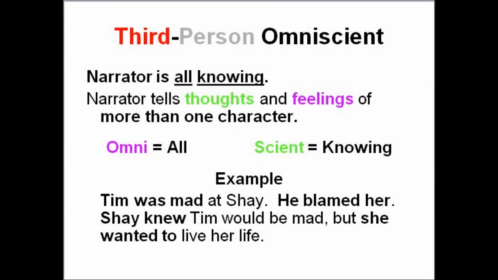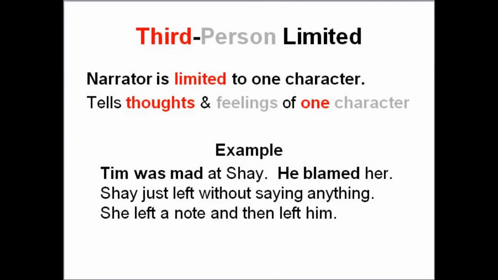So third-person omniscient, the narrator knows everything. Knows the thoughts and feelings of more than one character. So for example, "Tim was mad at Shay, he blamed her. Shay knew Tim would be mad, but she wanted to live her life." We know what Tim is thinking, we know what Shay is thinking. We're seeing inside the minds of both those characters. It's an omniscient third person.